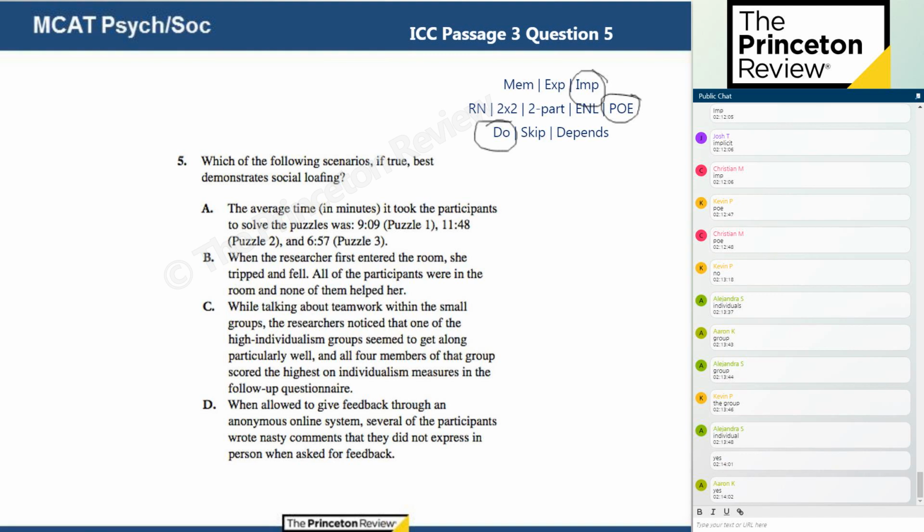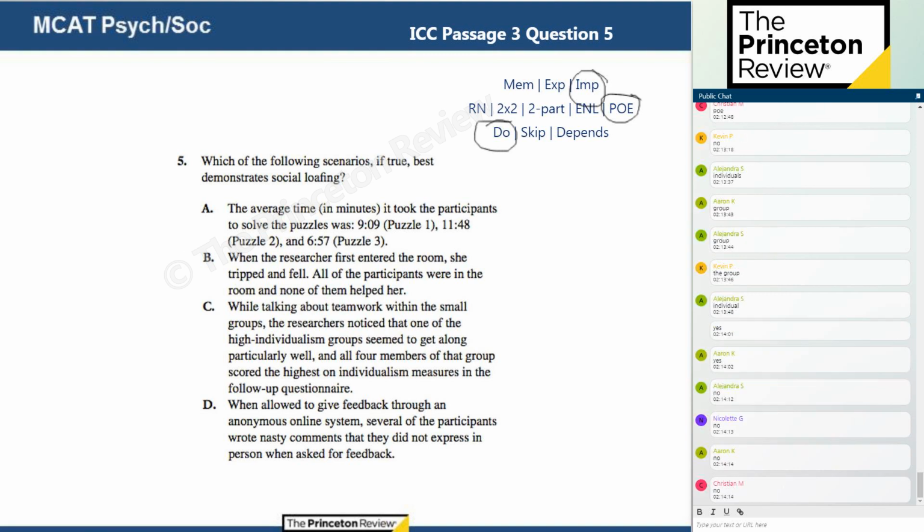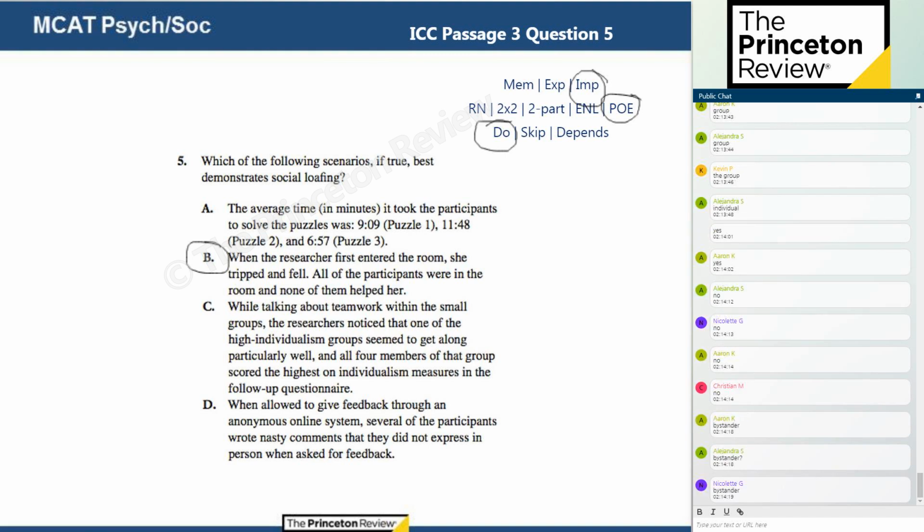Okay, when the researcher first entered the room, she tripped and fell. All the participants were in the room. Nobody helped her. Is that about social loafing? No. What is that about? That's the bystander effect, right? Diffusion of responsibility.